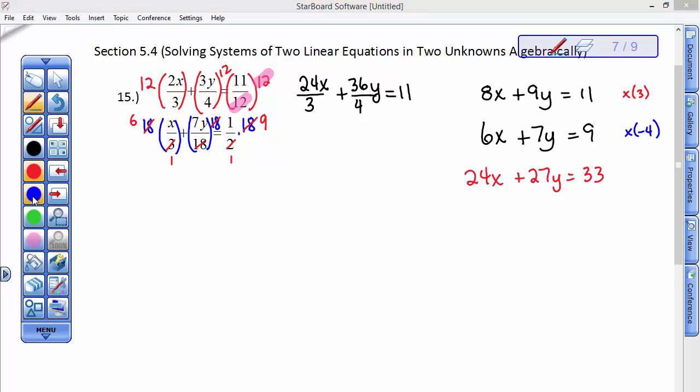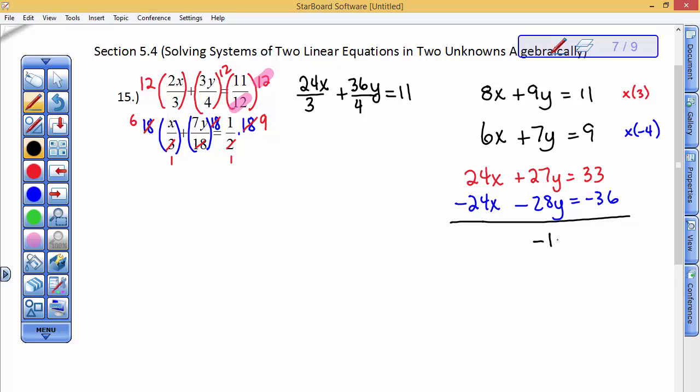Now 6 times a negative 4 is a negative 24x. 7 times a negative 4 is a negative 28y. And 9 times a negative 4 is a negative 36. Now I'm going to add these equations where the x's will disappear, and I'll have a negative 1y, which equals, when those add together, I get a negative 3.